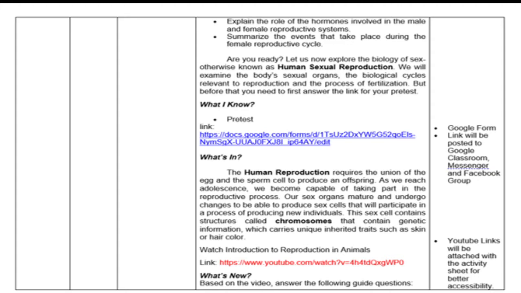Then, next one is measuring the students' prior knowledge with the topic. Here, I use Google Form for pretest. Here's the link. This link will be posted to Google Classroom, Messenger, and Facebook group. Then it will be followed by the YouTube link as another material that will maximize the learner's awareness of their own knowledge in the lesson.